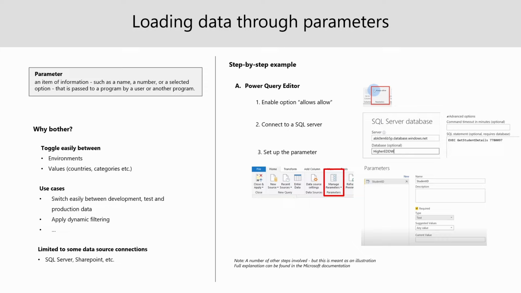Within the field, we can indicate whether we want our parameter to be a text or any value, or maybe you want a list of values. So maybe you want colors, for example, and you want to be able to easily switch different colors. Now, it's important to note that this is not a full explanation because parameters is a very broad topic, but you can find more information in the Microsoft documentation.